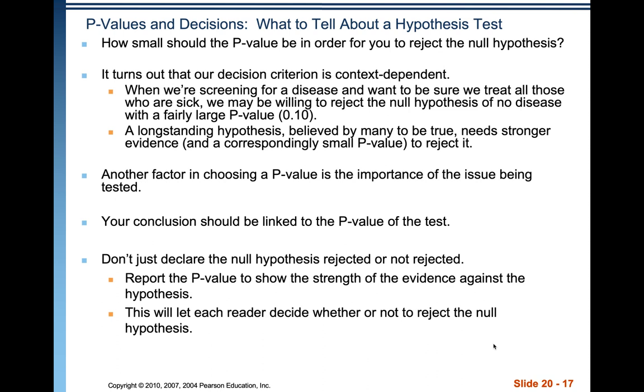Another factor in choosing the p-value is the importance of the issue being tested. You should always link your conclusion to the p-value. With that, you don't want to just declare that the null hypothesis is rejected or not rejected. You want to report the p-value to show the strength of the evidence against the hypothesis, and that lets the reader decide whether they want to reject the null or not. They can look at it and they may say, oh, that looks like a low p-value to me, and make a different decision than you.